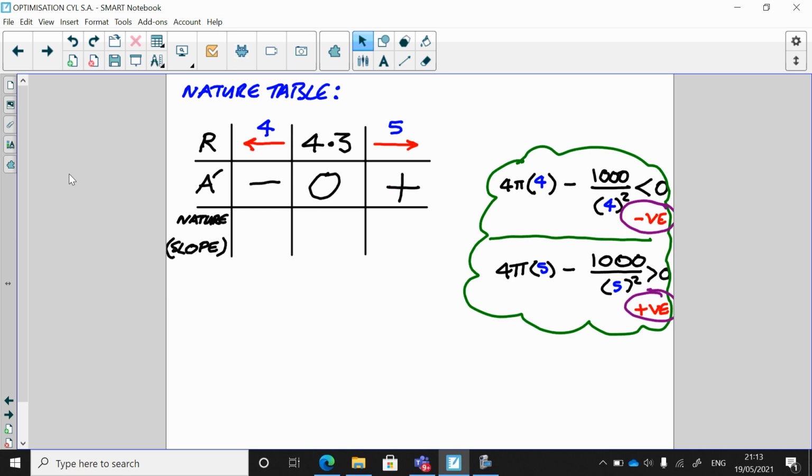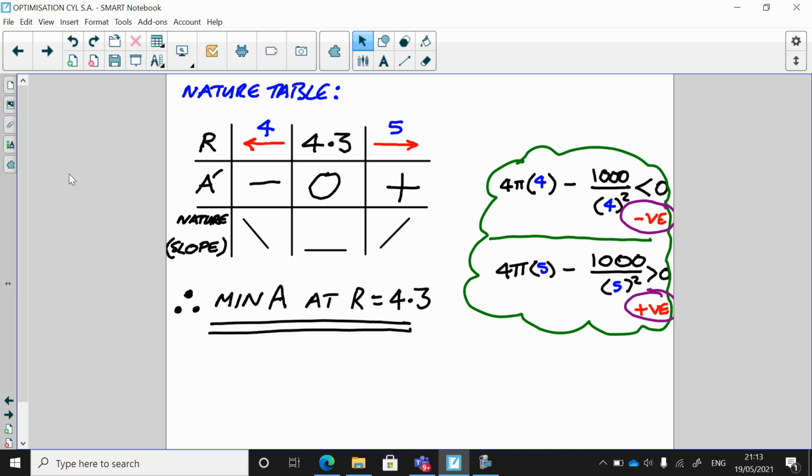That's what's happening there. That lets you know about the tangent lines at 4 and 5 and at 4.3. So under 4 it's negative, that's the slope. At 4.3 it's horizontal, under 5 it's rising. So that looks as if it's tracing out a curve which throws up a minimum turning point at 4.3, and that's what we were looking for here. So we do have a minimum area at r equals 4.3.